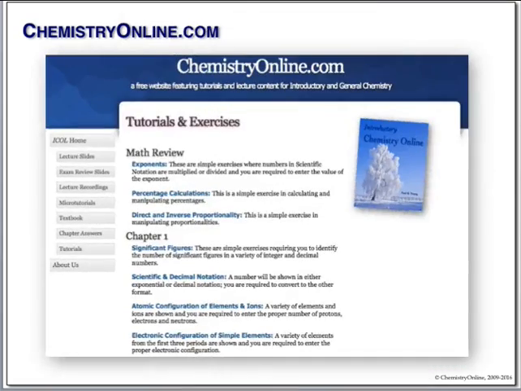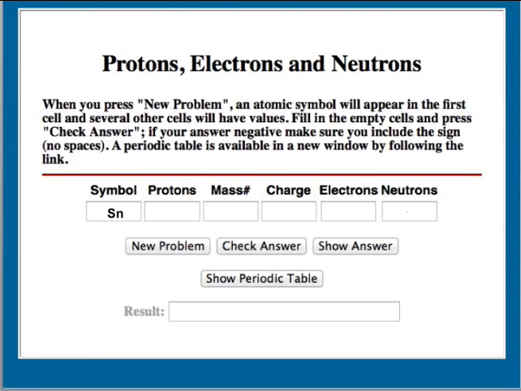Now, this brings us to the tutorial for today. The tutorial for today is called Protons, Electrons, and Neutrons. Is it here? No, it's not on this page. There it is. What this tutorial does is it gives you a partial table, and you simply fill in the rest.